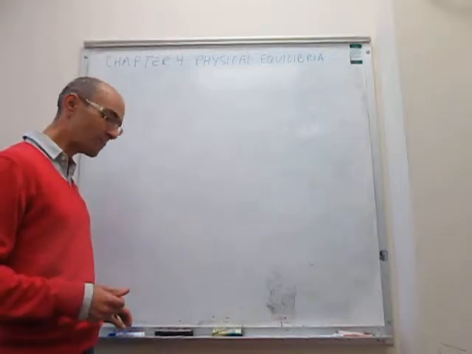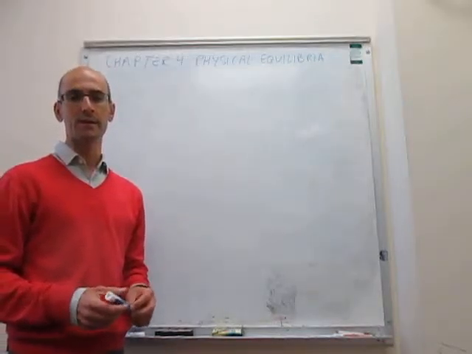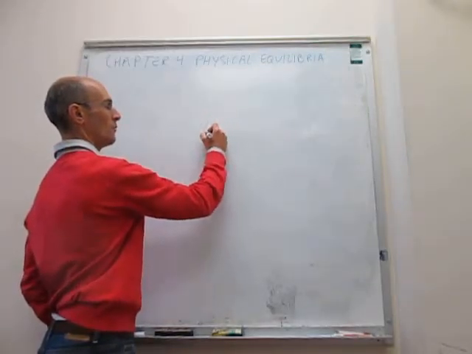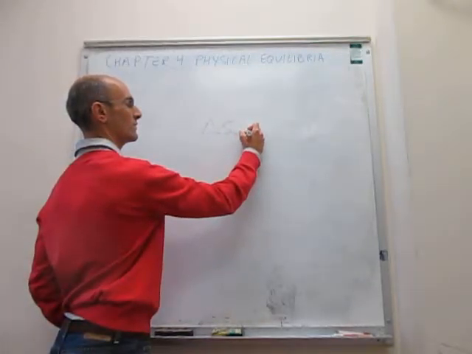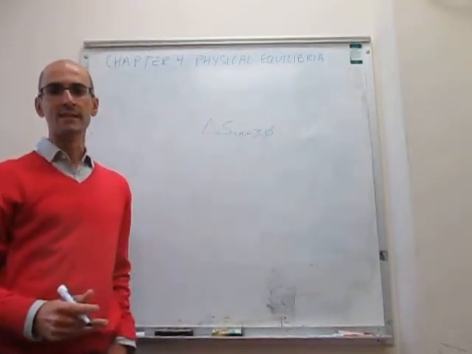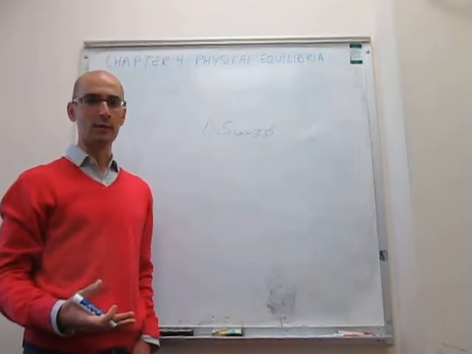The concept of equilibrium and spontaneity appeared in the second law of thermodynamics, and we said that there's two criteria. One of them is the entropy of the universe has to be larger or equal than zero. Larger if the process is spontaneous, equal to zero when you're at equilibrium.